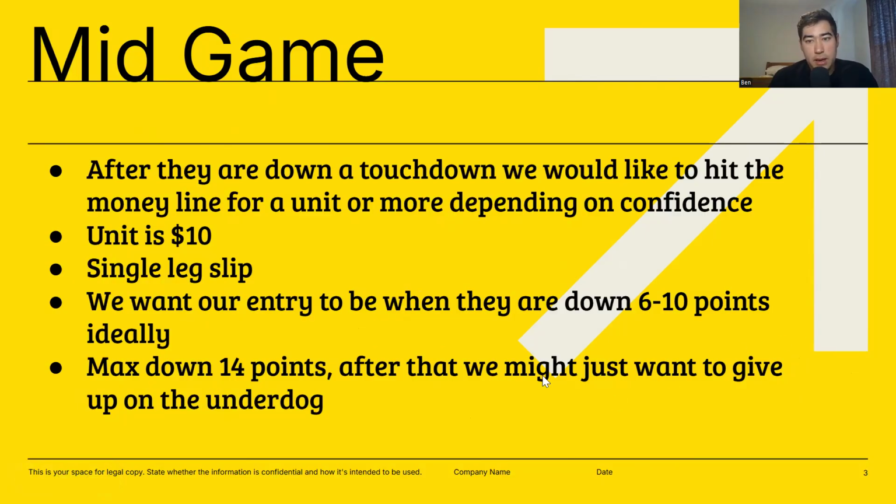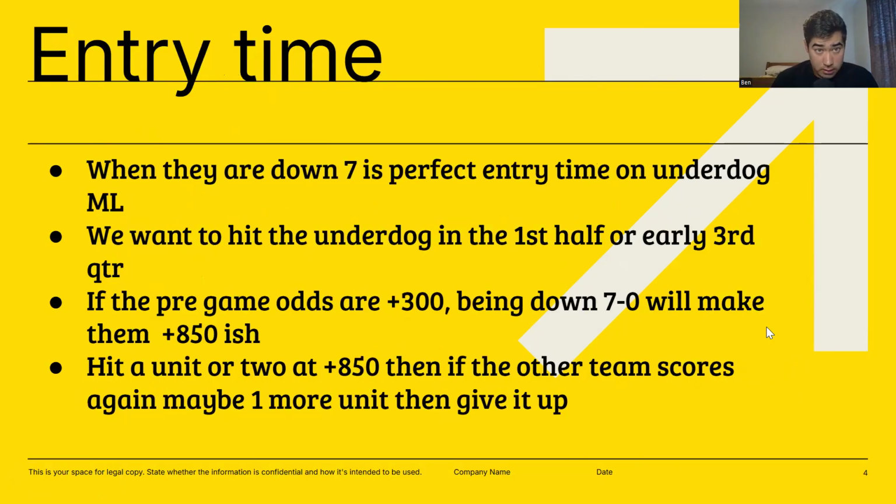So after that, we just give up on the underdog after 14 points. So yeah, entry time. This is very crucial. When are we going to enter? Like I said, when they're down seven, it's the perfect entry time. Their odds are gonna like triple, right? So if their pregame odds are plus 300, it's gonna make them like plus 850 or plus 1,000, plus 900. So that's when we hit them.